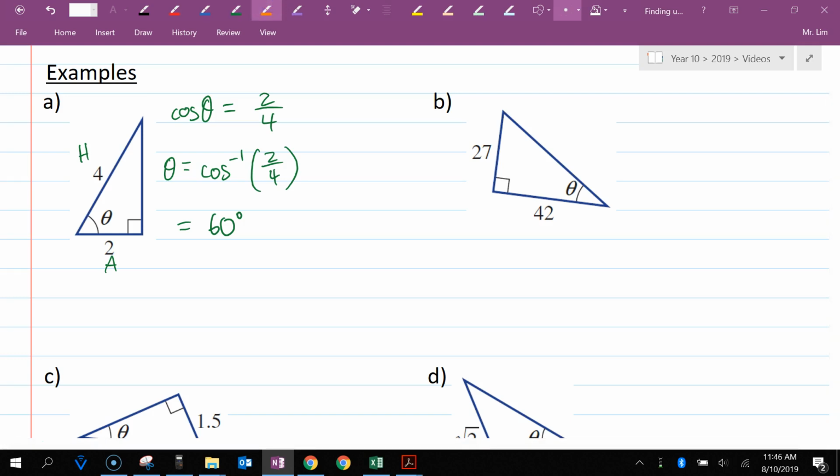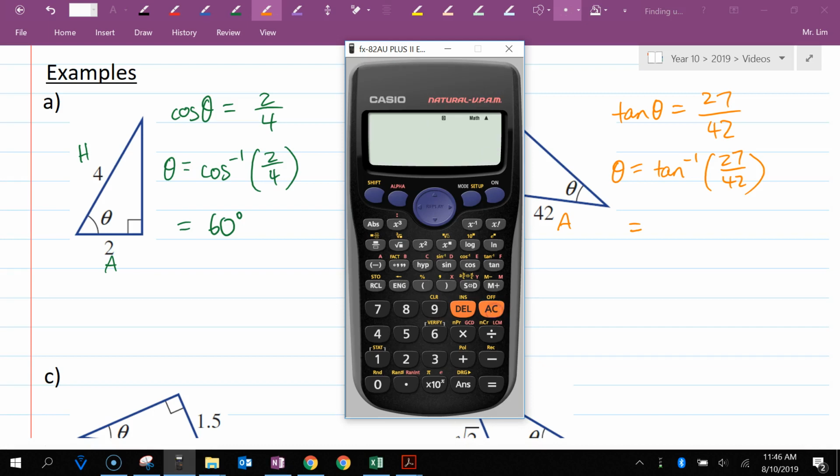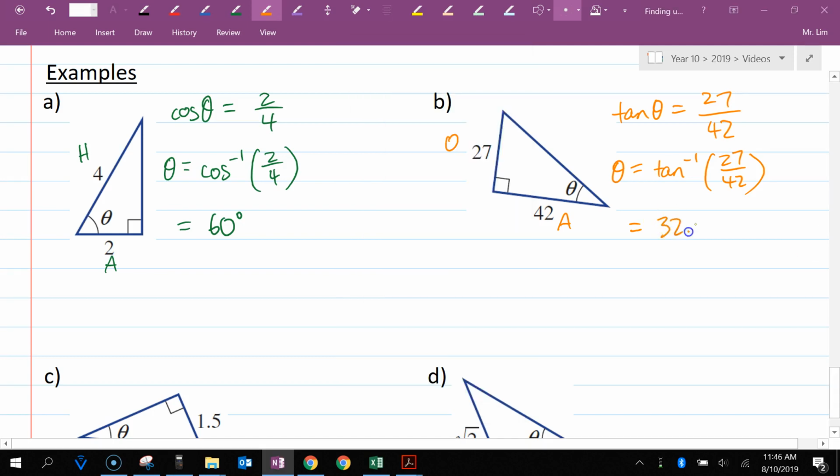Okay, question B. Label opposite, adjacent. So that's tan. Tan of the angle is equal to opposite over adjacent. Therefore, the angle is equal to the inverse, or the arctan, of 27 over 42. So in our calculators, I'm going to press shift, tan, 27 over 42 equals 32.7 degrees. Now, I'm just going to write 32.74 degrees. That's to 2 decimal places.